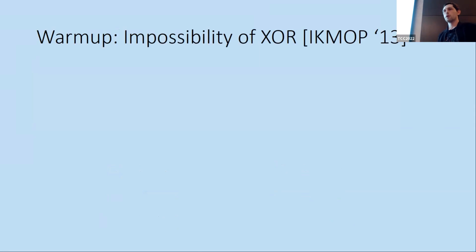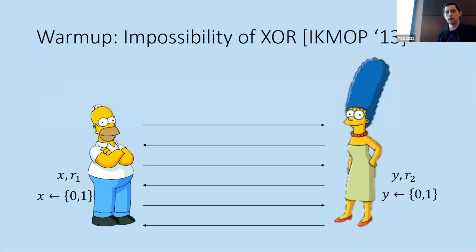Okay, so now I want to talk about the impossibility. Before going to our impossibility, as a warm-up, I'm going to talk about Shai et al. proof of impossibility of XOR. So let's assume towards contradiction that there exists a protocol computing it. And let's consider an execution where the inputs of both parties are sampled uniformly at random.